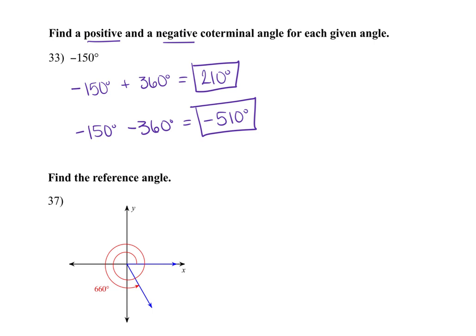So reference angles are to the closest x-axis, whichever side you're on. So if you're in the first or fourth quadrant, it's how far away from this x-axis we are. If you are in the second or third quadrant, you're seeing how far away from that side of the x-axis you are. They've told me that I'm at 660. So my closest x-axis would take me over here.